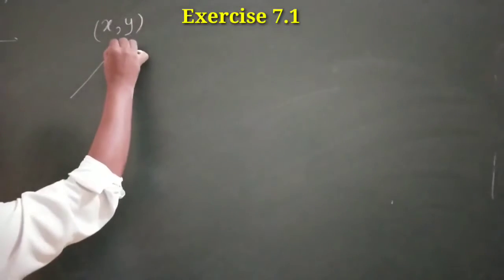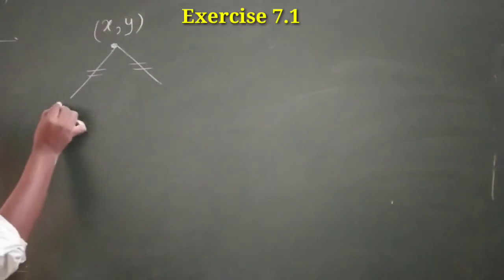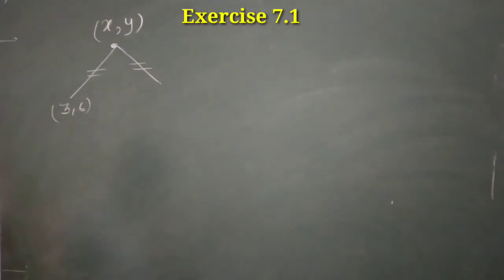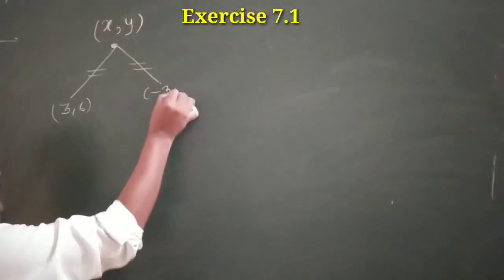Okay, students, now read question number 9. Question number 9 is just like question number 7. Okay. So you have to solve it by yourself. Now see question number 10. Find a relation between x and y such that the point x comma y is equidistant from the points 3 comma 6 and minus 3 comma 4.